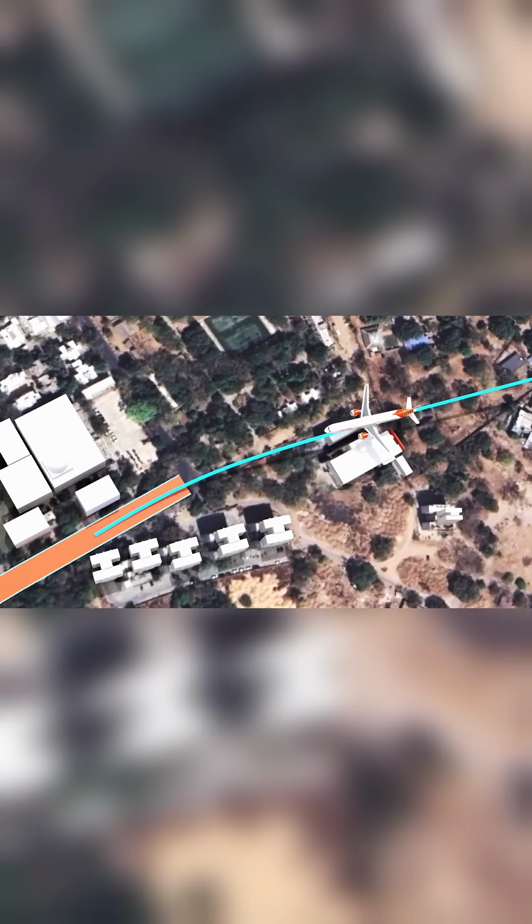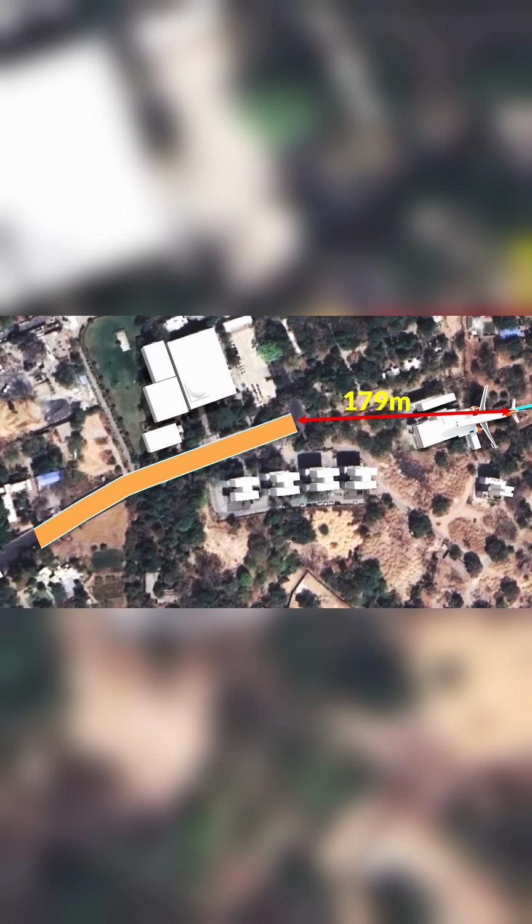What if the captain were able to land the airplane on the highway? Not safe, but better than option 1. Unfortunately, on June 12, the captain couldn't achieve it.